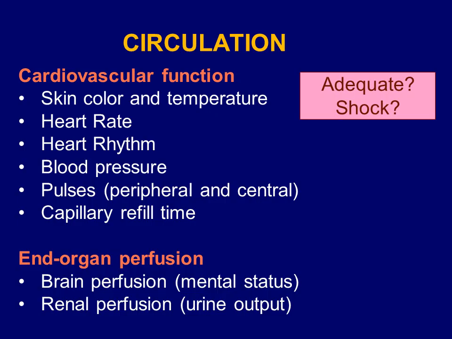Next we should check the end organ perfusion by checking the mental status for brain perfusion and urine output for renal perfusion. At the end of your assessment, ask yourself again, is the patient's circulation adequate, or is the child developing shock?